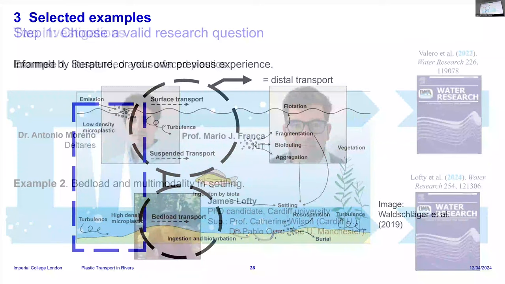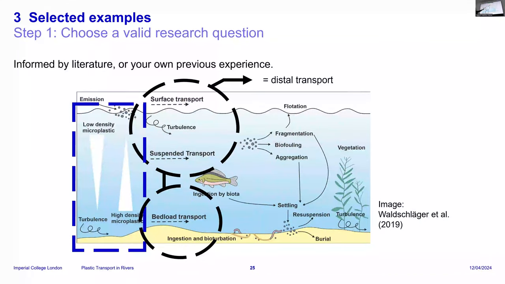When I started doing research, we didn't have this figure, but something similar. I asked myself, what might be important here? For step one, choose a research question and the research goal. I felt more compelled about transport. If we think of what are the mechanics that might be defining how far plastic travels, the biggest extent of traveling, I felt that this could be suspended and surface transport potentially, and to a lesser degree, bed load transport, depending on the density of the plastics. Okay, step one, I choose my research goal.